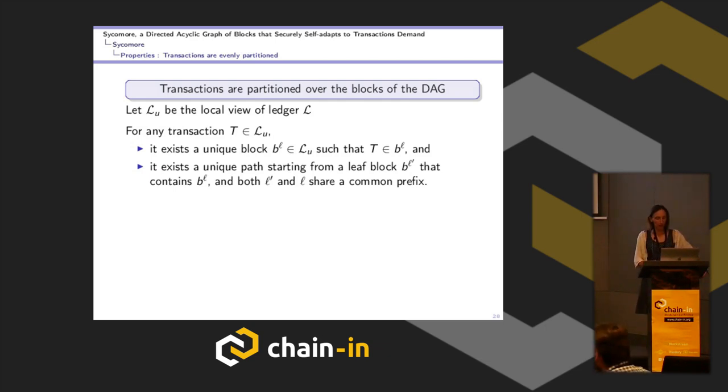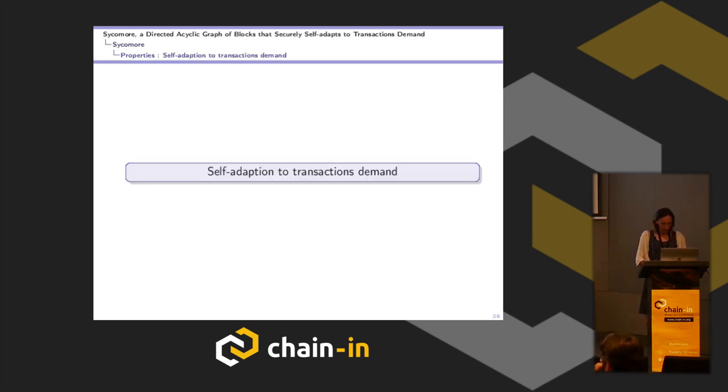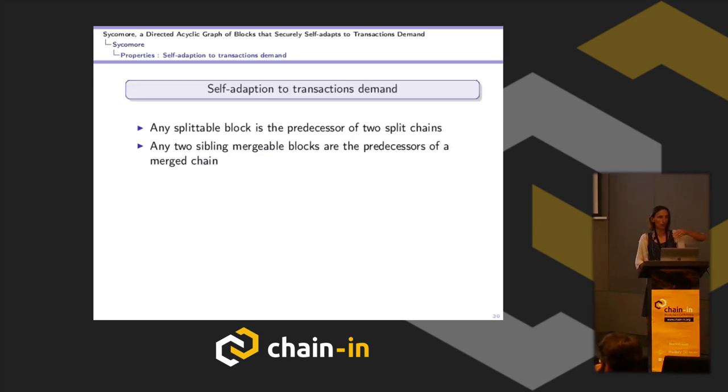Okay, and the transactions are partitioned because the identifiers of the transactions are random. So they are evenly distributed over the graph. You self-adapt to transaction demand thanks to splittable blocks and mergeable blocks.